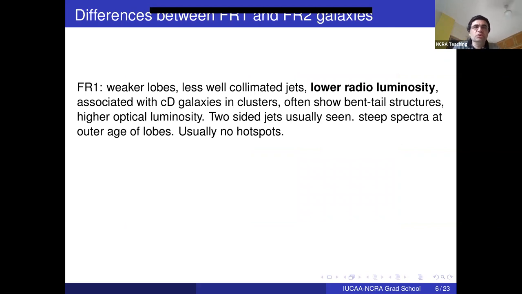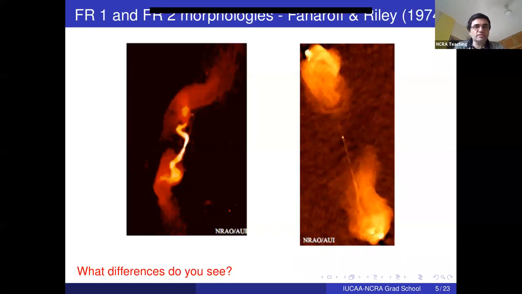So let us review what we saw as the properties of the FR1 galaxies. They have weaker lobes. They have less well-collimated jets. So the jets, although quite strong in the inner regions, diffuse out and disappear by the time you come to the outer regions. They're quite strong, but very soon they lose out. Whereas here, the jets are very well collimated all the way up to the hotspots.